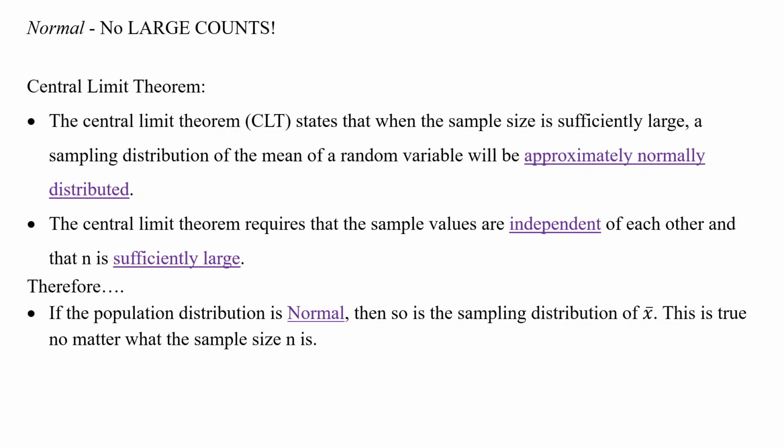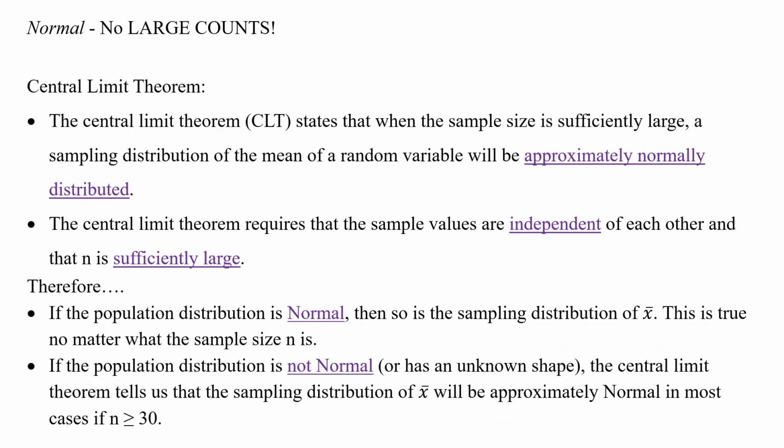If your population is normal, so is the sampling distribution of x bar. True no matter what the sample size is. So if you have a sample size of 10, but you're sampling from a population that's normal or approximately normal even, your sampling distribution will be normal.